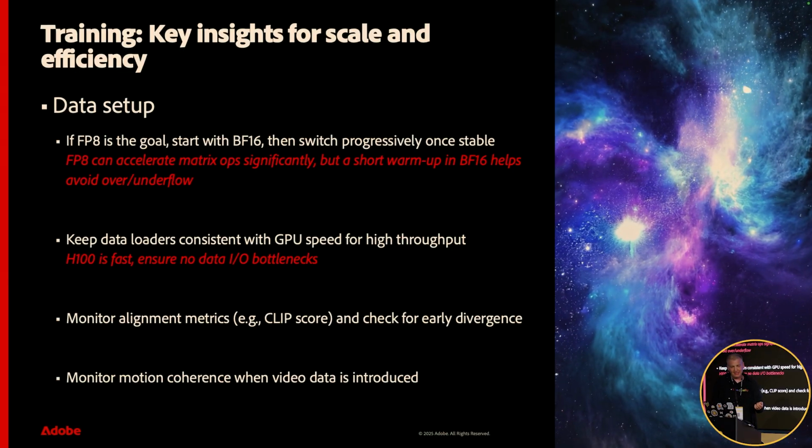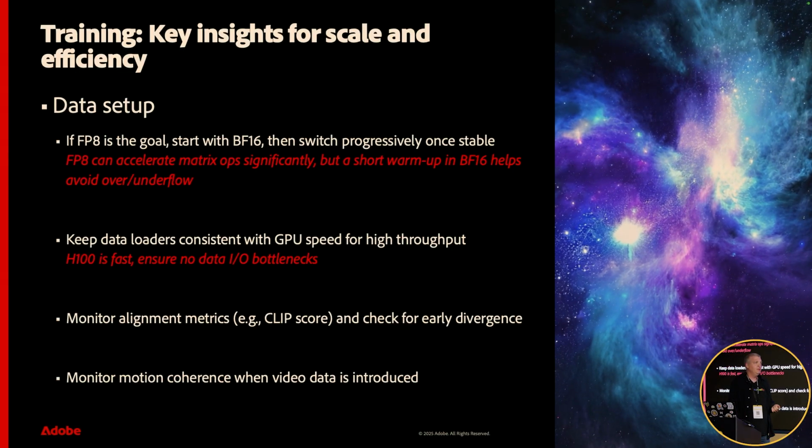Not sure if this is data setup, but one thing that we want to do is we always want to optimize and keep optimizing as we train the model. Our goal is to get to FP8 training because it's much more efficient. We started with BF16 and moved progressively once it was stable. We found out that if we started with FP16, we got divergence pretty fast, and didn't get good results.